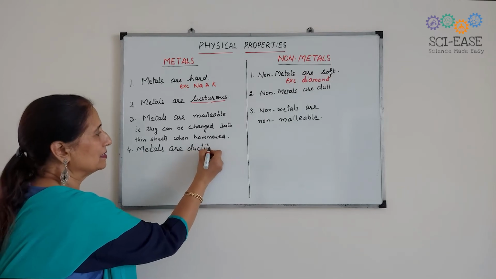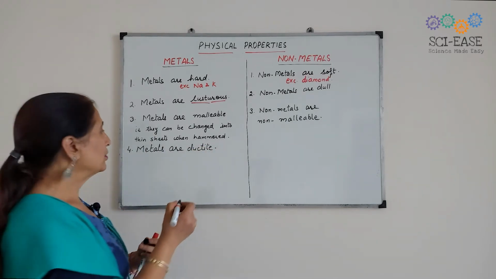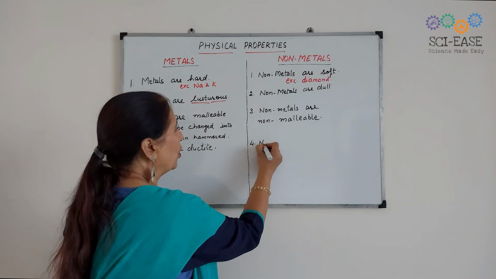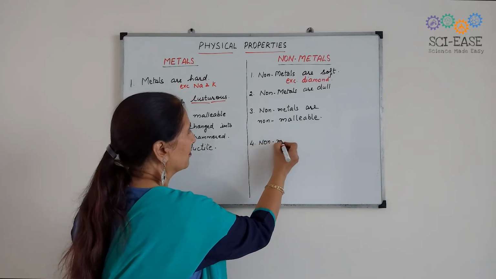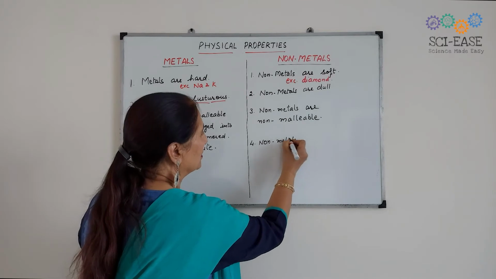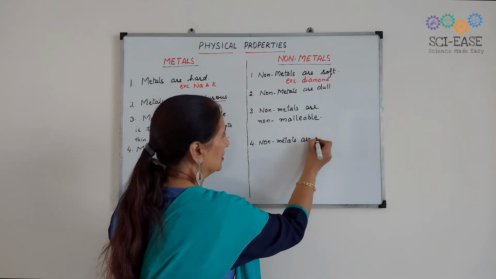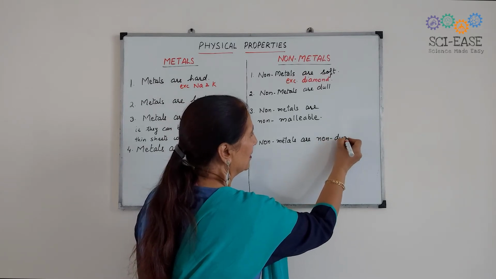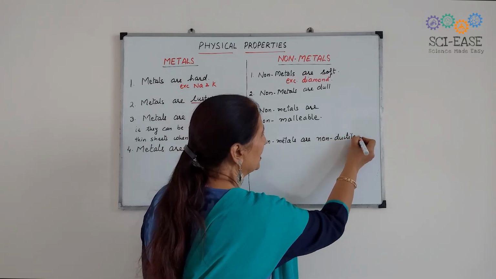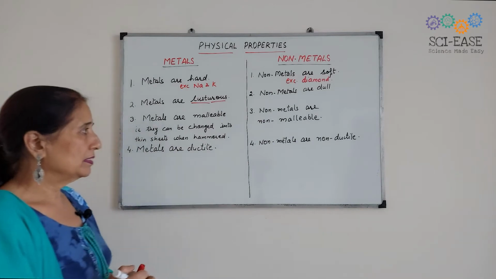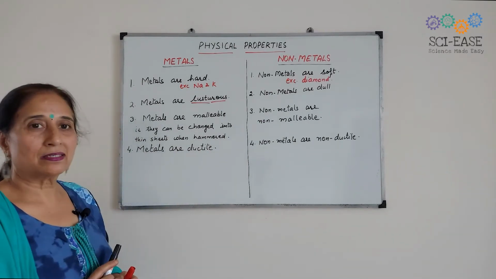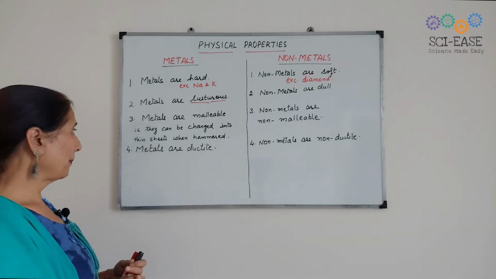But non-metals cannot be drawn into wires. So we will write that non-metals are non-ductile. Side by side, we are to cover both metals and non-metals.